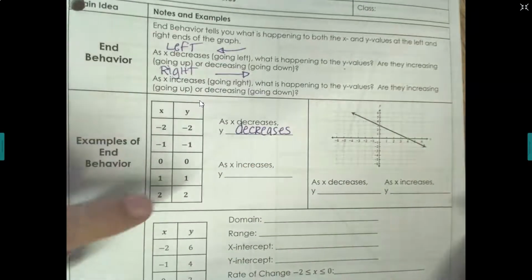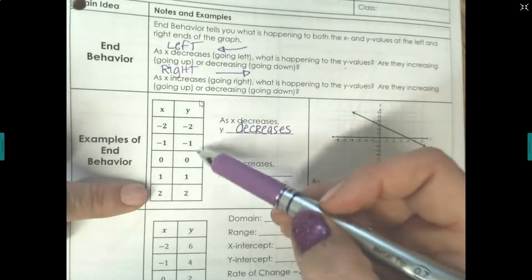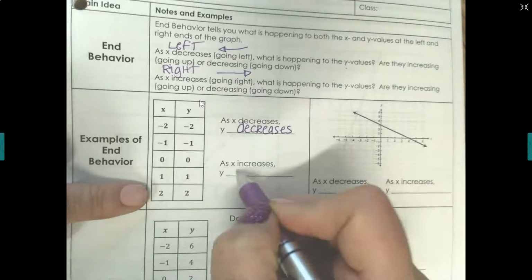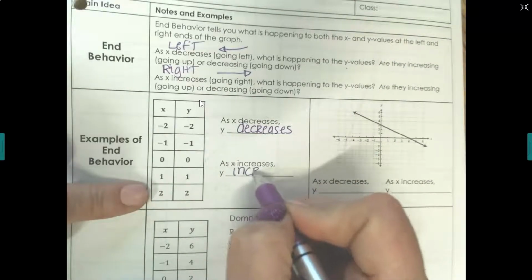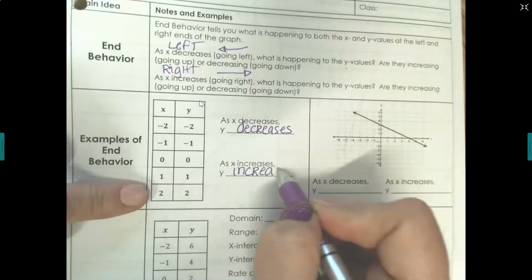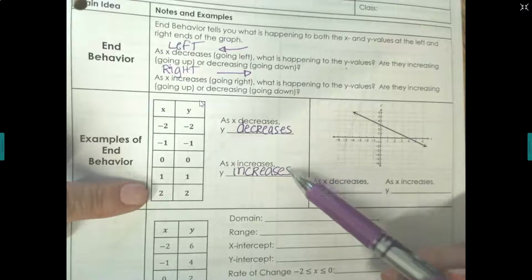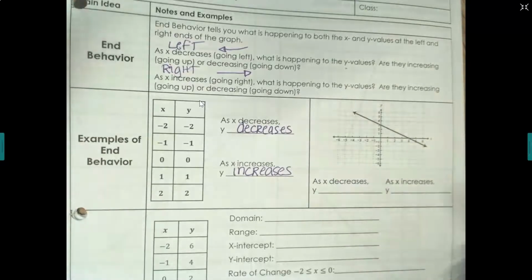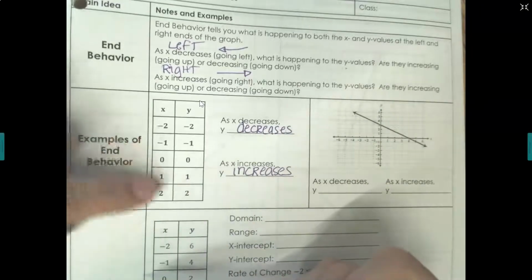Okay, now let's look as x gets bigger. What are our y values doing? They are also getting bigger. So as x increases, y increases. It just so happened that they match, decreases and decreases, increases and increases this time. It doesn't always match that way. It depends on the graph. All right, so this is a table of values. You look at the x and y separately.